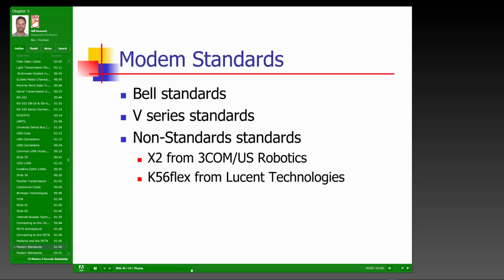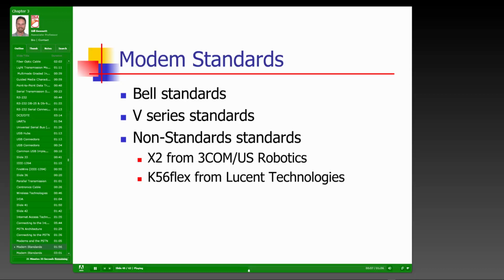One technology was X2, which was being developed by 3Com and US Robotics, and the other technology was called K56Flex, which was from Lucent Technologies, and that was the old Bell Labs before the breakup of the AT&T system, or I should say after the breakup of the AT&T system. The lab portion of AT&T became Lucent Technologies.